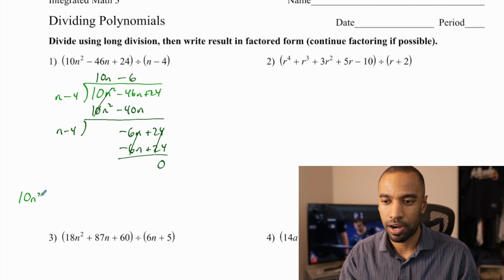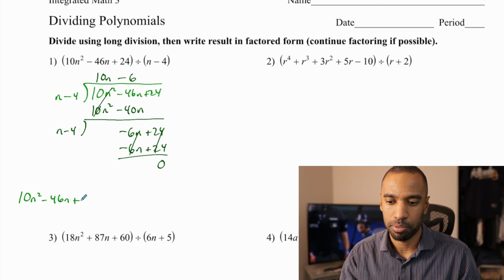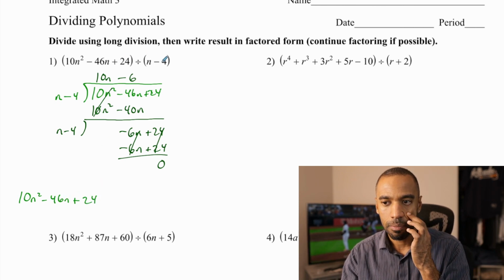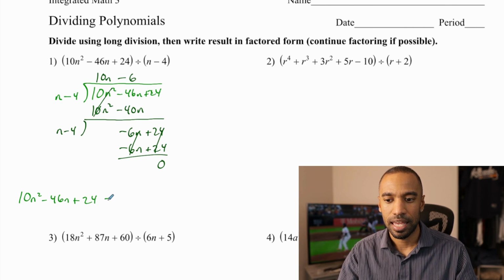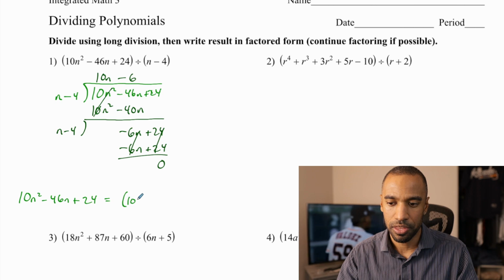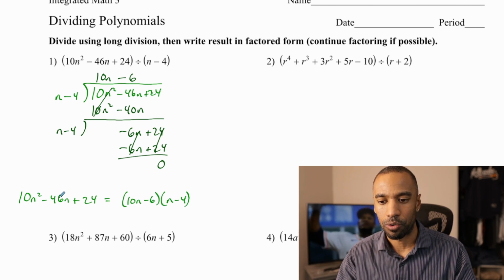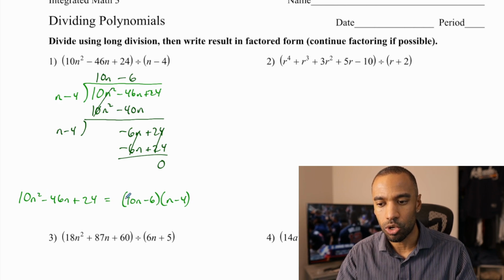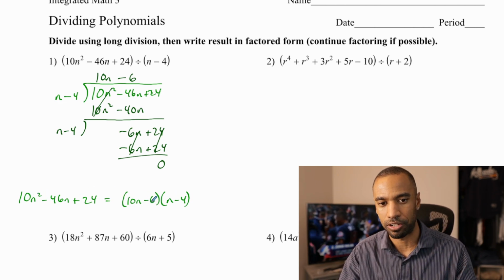So 10n squared minus 46n plus 24. We know that when we divide it by n minus 4, we get 10n minus 6. That also means when we multiply n minus 4 and 10n minus 6 together, we do get that result. So I'm just stating that this equals this times this. Here's a version of the factored form.